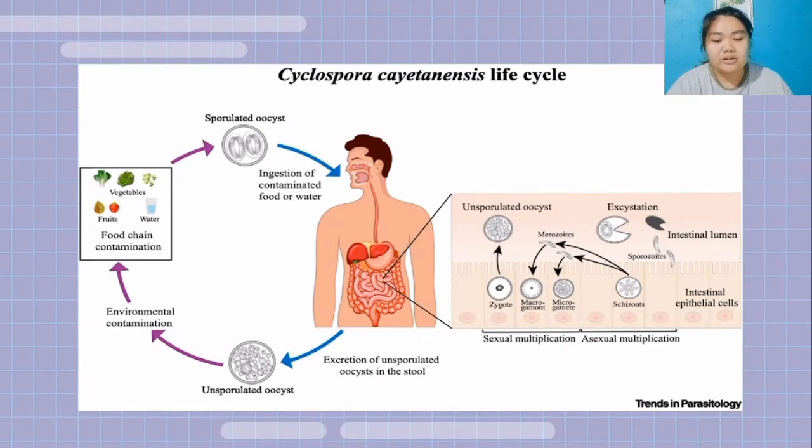So here it contaminates the vegetables, fruits, and water products. And also, the sporulated oocysts are ingested through contaminated water or food taken by a human, and then the cycle continues. So the transmission of C. cayetanensis is by the fecal-oral route, and the outbreaks have also been linked to contaminated water and produce like vegetables.